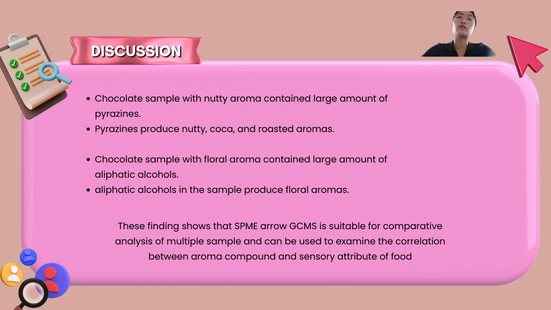Based on the results from figures 2 and 3, the characteristic features of the aroma compounds are determined. It is revealed that the chocolate sample with nutty aroma contains a larger amount of pyrazine than the other samples. Because of this compound present in the sample, it contributes to the smell of nutty cocoa and roasted aromas. In contrast, aliphatic alcohols such as phenethyl alcohol reside in the floral aroma type of chocolate. It contributes to the floral aromas.